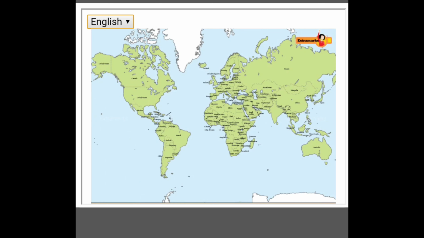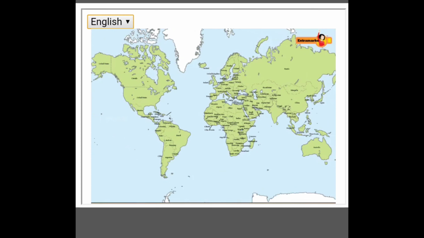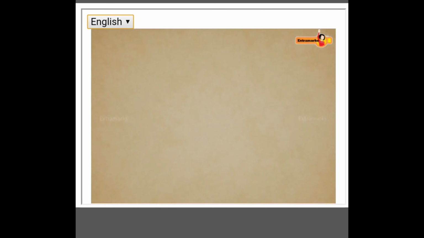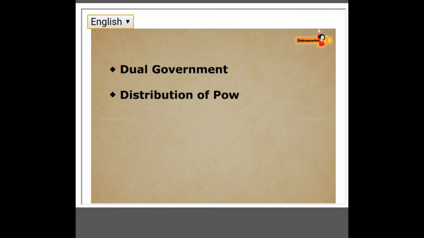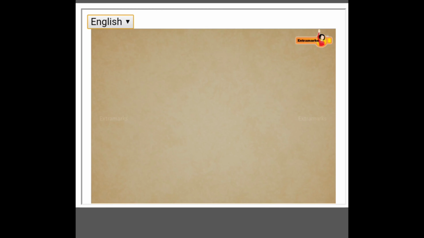The holding together federations include India, Spain, and Belgium, where a bigger unit decides to share its power with the constituent states, though unequally. The key features of a federation are dual government, distribution of powers between the centre and the states, written constitution, independent judiciary.